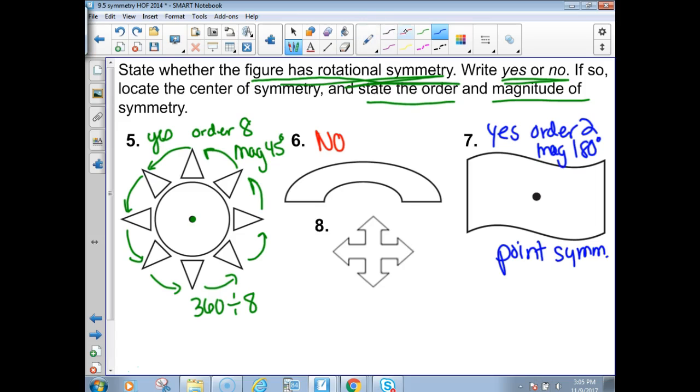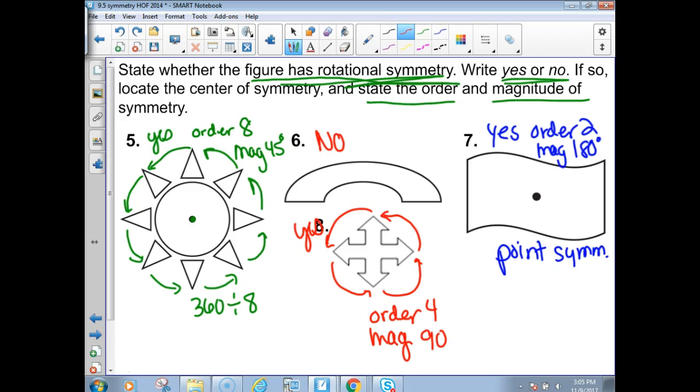Number 8 looks pretty good, right? These all match, all these little pieces. So I can see that I could keep turning it, and so it's order 1, 2, 3, 4. And what would the magnitude be? How big? 90. Thank you. Yep, 90 degrees.